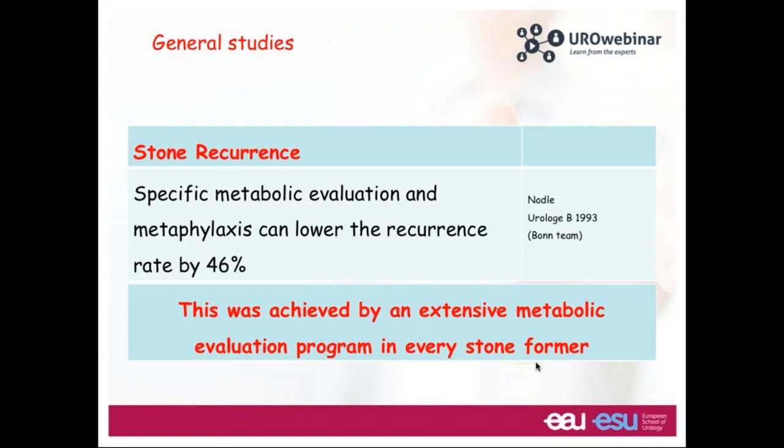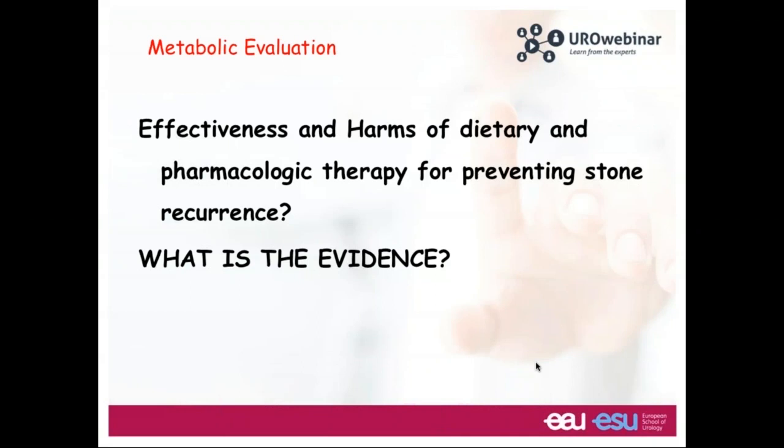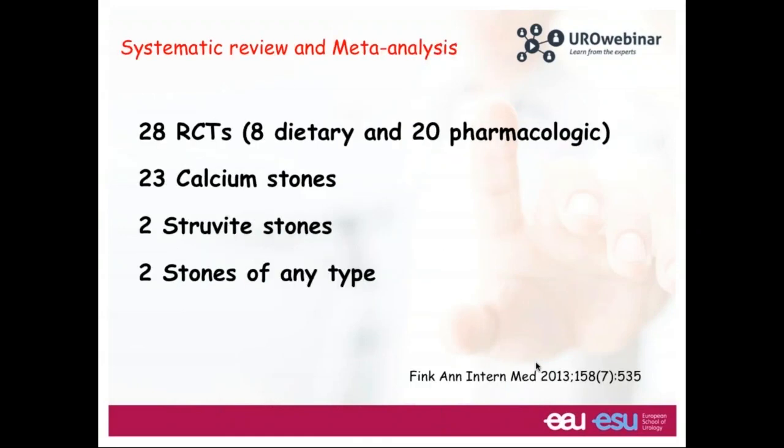What is the evidence, though, about the dietary and pharmacologic therapy in preventing stone recurrence? We have systematic reviews and meta-analyses. The more recent one, from a few years ago, included 28 randomized controlled trials, 8 about the diet and 20 about the pills that we are giving to our patients. Most of the studies were about calcium stone patients.